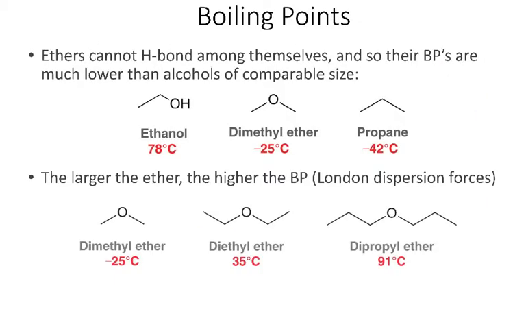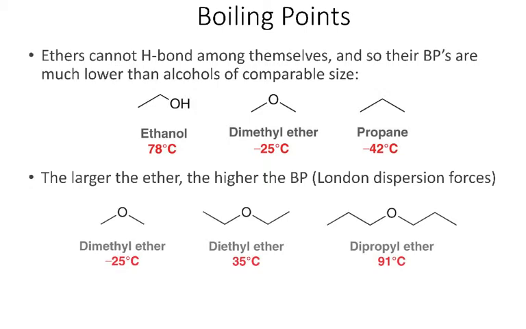Right, so because ethers can't hydrogen bond among themselves, their boiling points are much lower because they have lower intermolecular forces than alcohols of comparable sizes. Right, so when we think about ethanol, it is a constitutional isomer of dimethyl ether, but dimethyl ether has a much lower boiling point than ethanol because ethanol has hydrogen bonding, where the best dimethyl ether can do is dipole-dipole interactions. Right, and if we compare that to propane, that's about the same molecular weight as these other two molecules, it has a lower boiling point still because all propane has is dispersion forces, right? It can't even do dipole-dipole interactions.